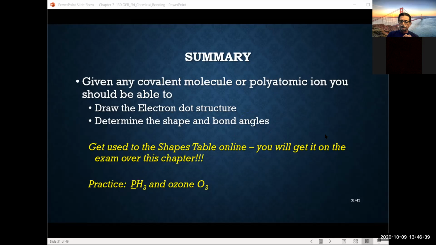So with respect to this section, I'd be able to draw dot structures, Lewis dot structures, and from the Lewis dot structures, determine the shape and the bond angles like we just did. So you may want to try PH3 and ozone, a very good challenge. Try those, and you can send me an email if you have any questions, if you can come up with any answer. But PH3 is very similar to ammonia, FYI.